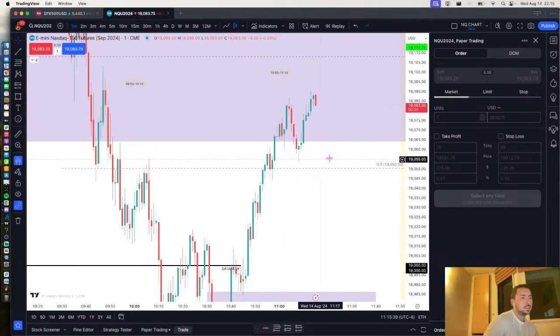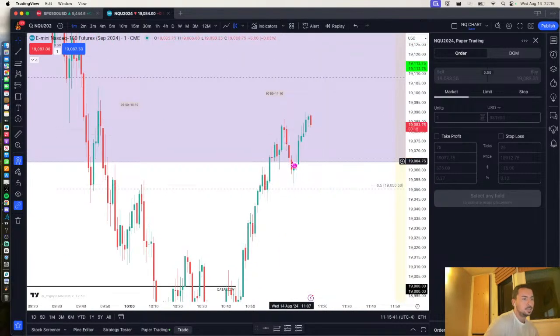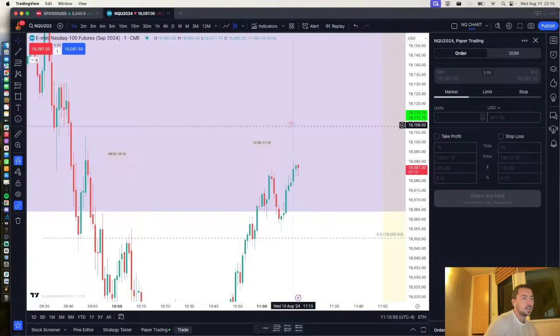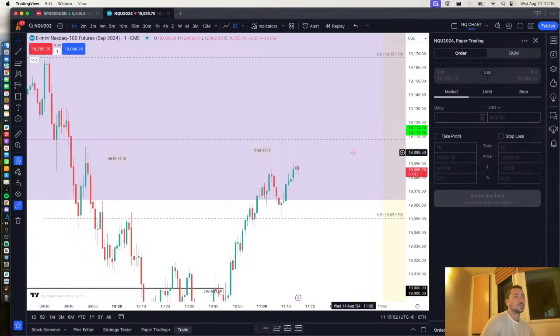So I didn't really like this one too much because it wasn't singular, but we did have a nice close above it, and your stop could be to break even here, targeting this internal high and then the 50% of the leg, which I think we're probably going to go to.